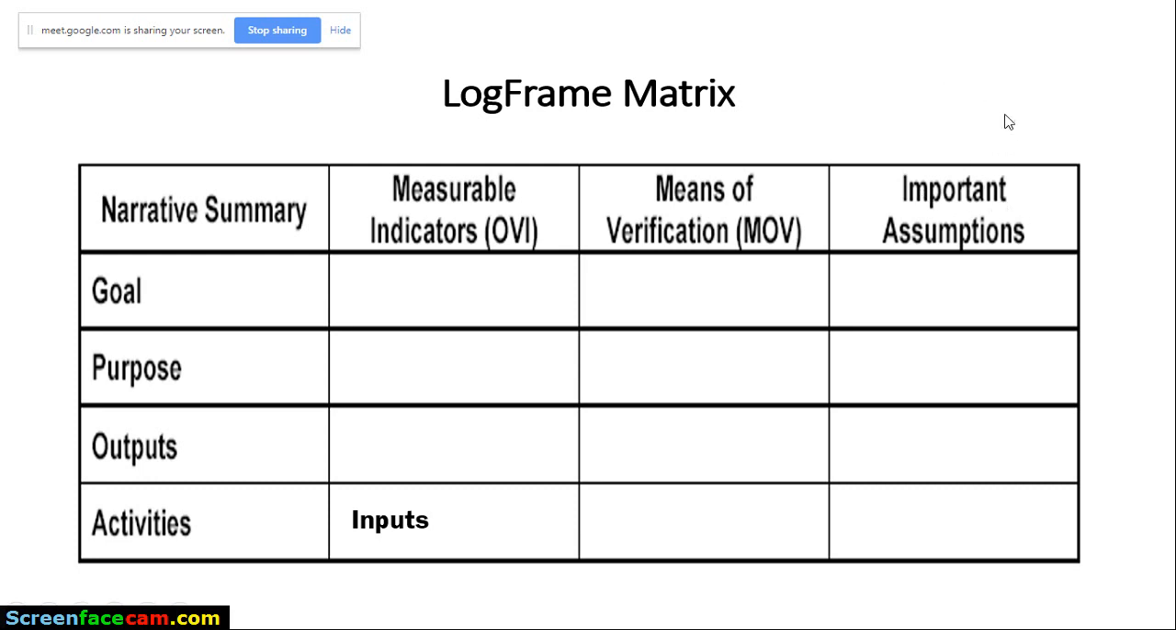Then the last column here is talking about the important assumptions. Under the goal here, I'll put in an assumption which may affect my goal. Then even here under the purpose, I'm going to put in an assumption that may affect my outcome. Then here, under the activities, I'm also going to put in the assumption which may affect my activities.